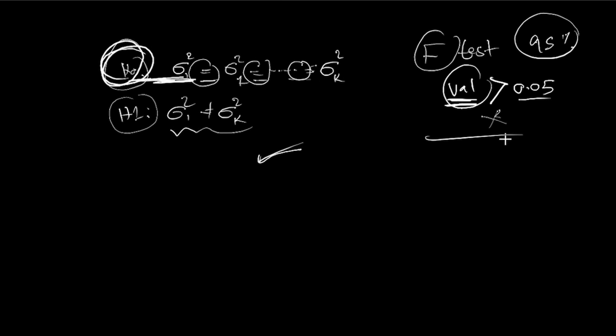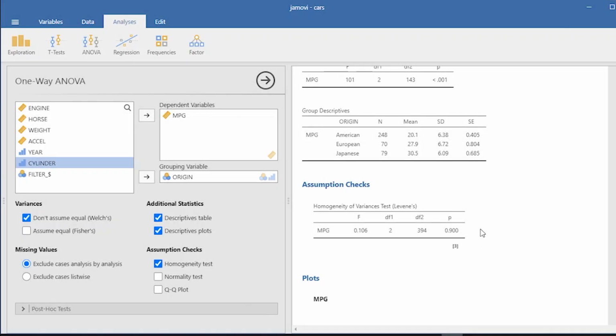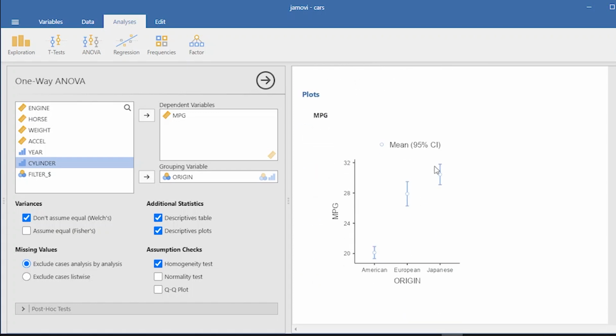Now, when we use the homogeneity Levene test, what does the p-value happen to be? It is 0.90, which is way bigger than 0.05. So in this case, I fail to reject the null hypothesis. That means the variances are equally distributed. That's why the ANOVA result is accurate here. I can consider it, and this is quite obvious from the graph as well.